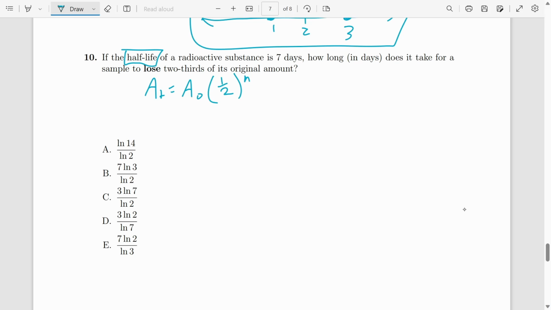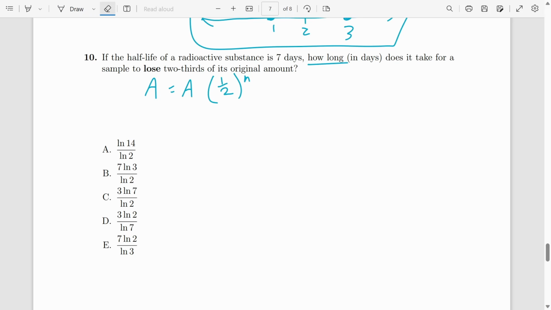So basically, we're going to solve for n, and then that'll tell us the number of half-lives that elapse in our given amount that we're trying to find. So when we solve for n, we just multiply it by the half-life length, which is 7, and then that'll give us how long it takes for it to lose 2/3 of its stuff. So hopefully you got that. Let's solve for n now.